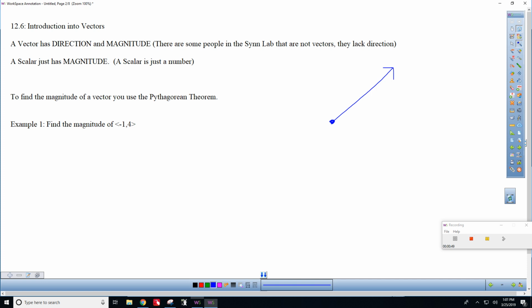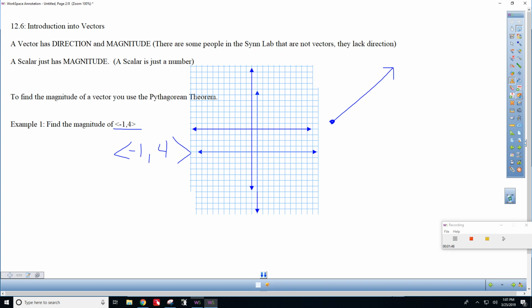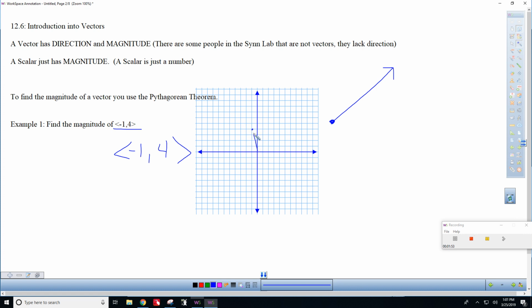So let's find the magnitude of this vector. That's how you write a vector. It's kind of like an ordered pair, but you use these triangular brackets. And what that means is that on an axis, this vector will go from 0, 0 to -1, 4. So this right here, that's the vector -1, 4.